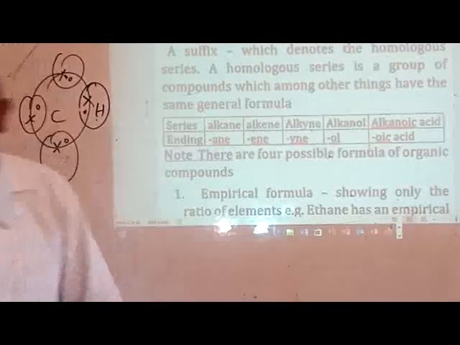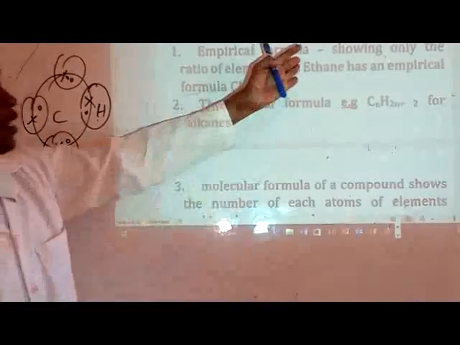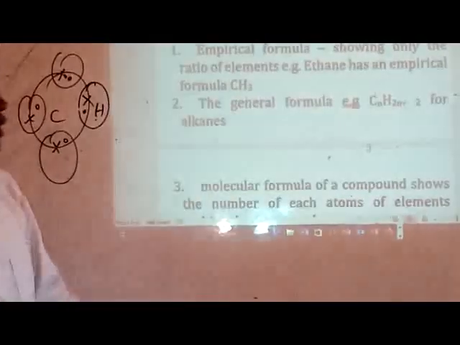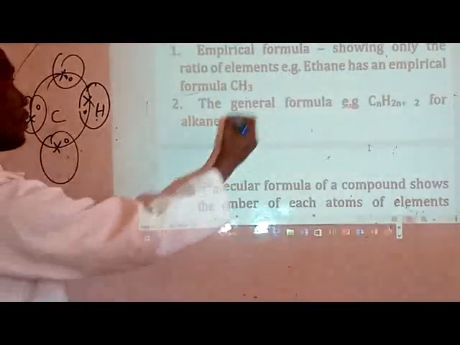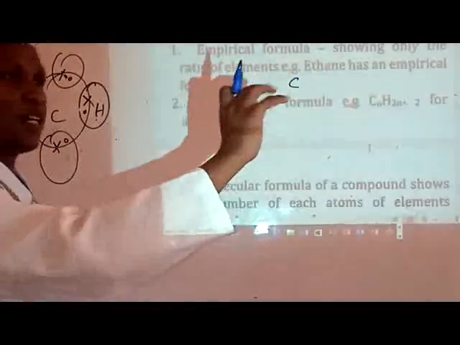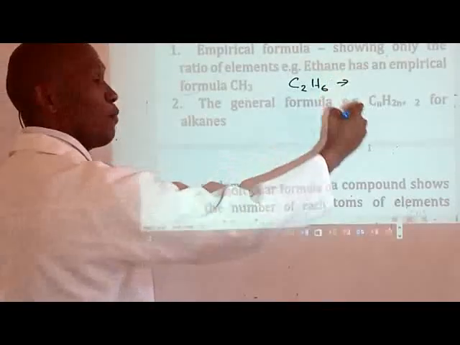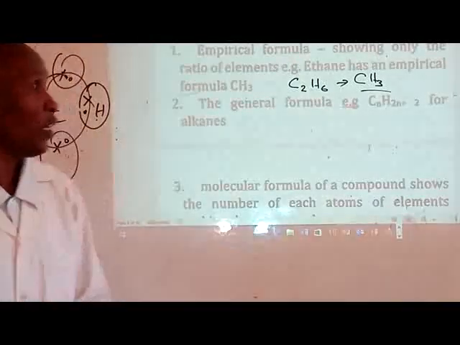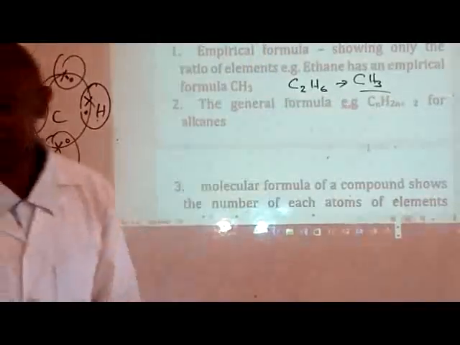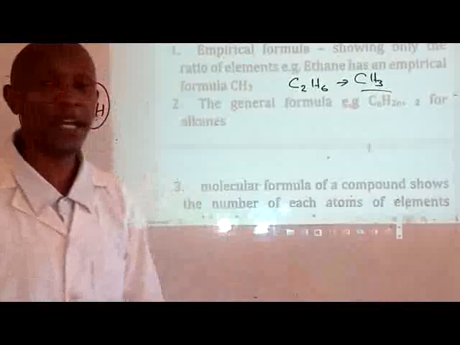So we already talked about the various formulae. We came across the empirical formula in form 3 that shows the simplest whole number ratio. For instance, ethane has the empirical formula CH3. Ethane, we have said, is the compound that has two carbon atoms. It's an alkane, so CnH2n+2 gives C2H6. You simplify that, it will come to CH3. So that is the empirical formula of the alkanes. The general formula is for all the alkanes, like CnH2n+2.